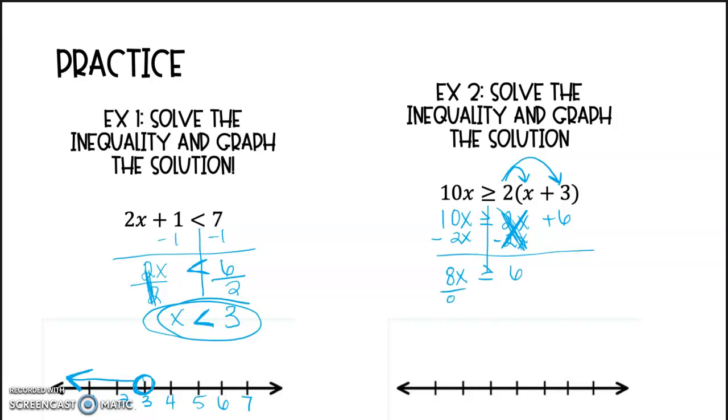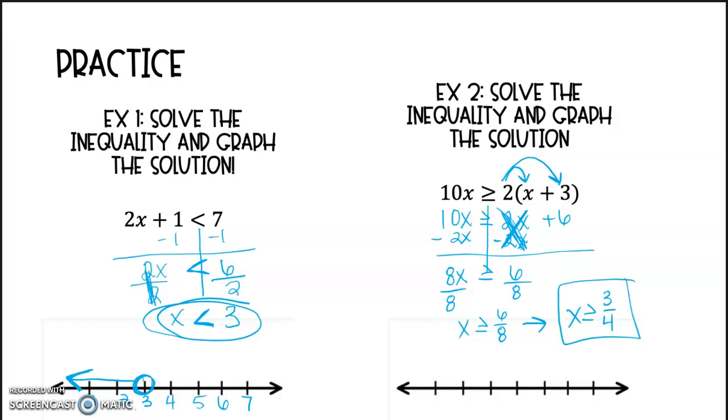My last thing, isolate our variable. That leaves me with x is greater than or equal to 6 over 8. There's nothing wrong with having a fraction, but if we have a fraction, we want to make sure that we've simplified it all the way. And I know that 6 over 8, the numerator and the denominator are both divisible by 2, so x is greater than or equal to 3 over 4, so 3/4.